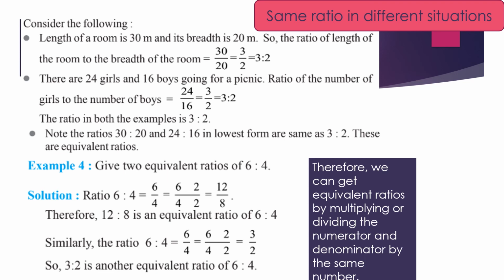Give two equivalent ratios of 6 is to 4. Ratio 6 is to 4 can be written as 6 by 4. When we multiply numerator and denominator by 2, you will get 12 by 8. Therefore, 12 is to 8 is an equivalent ratio of 6 is to 4. Similarly, while dividing the numerator and denominator by 2, you will get 3 by 2. So, 3 is to 2 is another equivalent ratio of 6 is to 4.